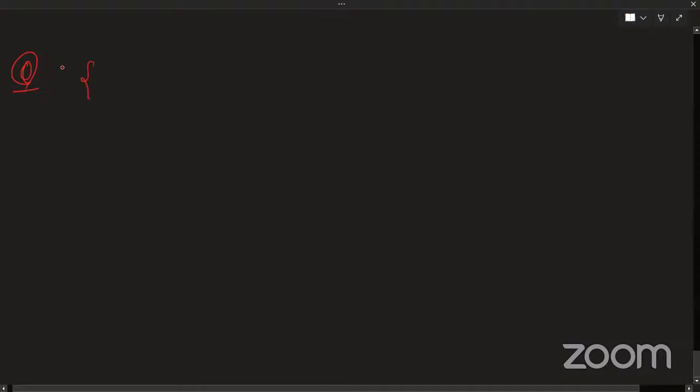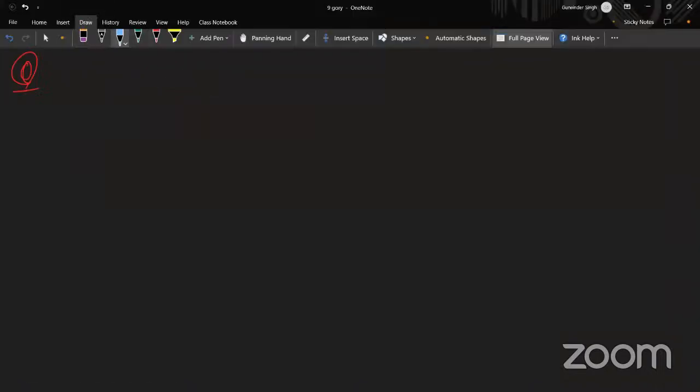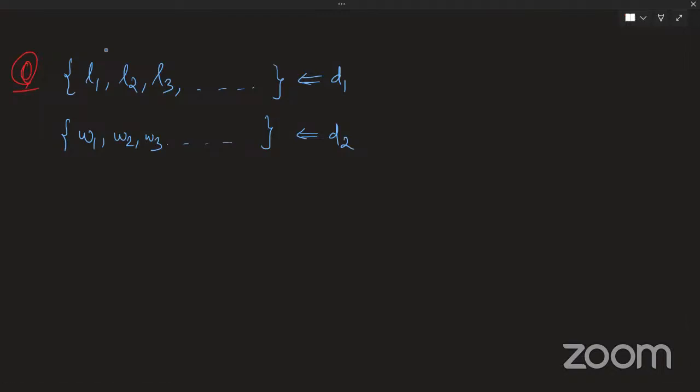One AP is L1, L2, L3 like that. Its common difference is D1. I have another AP, W1, W2, W3. Its common difference is D2. Fine?